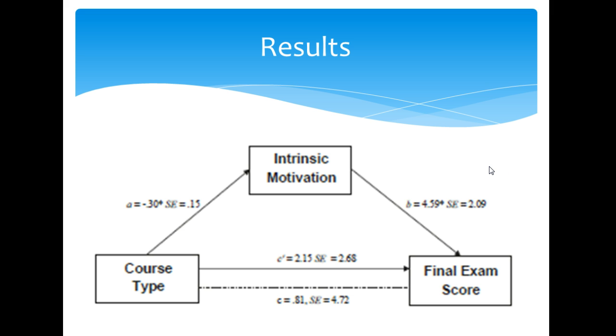And then the last thing that I wanted to draw to your attention was the graphic that they have, which shows the path models between intrinsic motivation, the course type, so either the gamified or the non-gamified, and then performance on the final exam score. The relationship between course type and intrinsic motivation was statistically significant. That's what the asterisk here denotes. And then the relationship between intrinsic motivation and final exam score was also statistically significant. The relationship between course type and final exam score was not statistically significant.